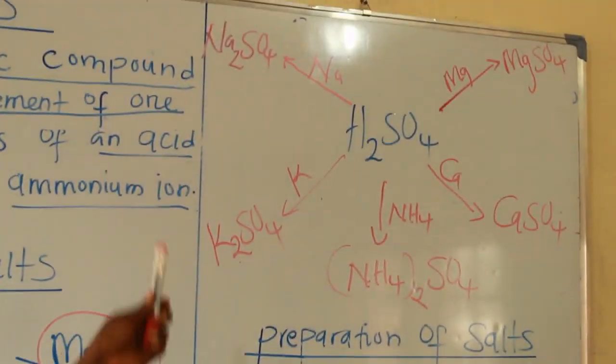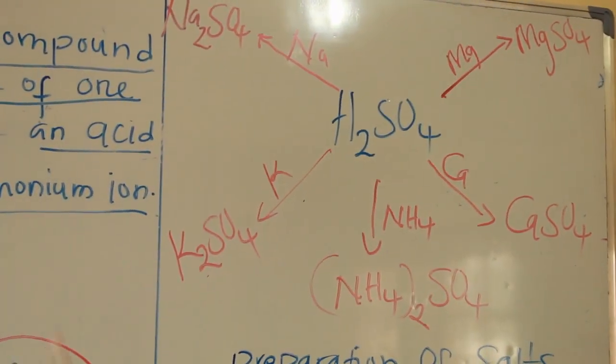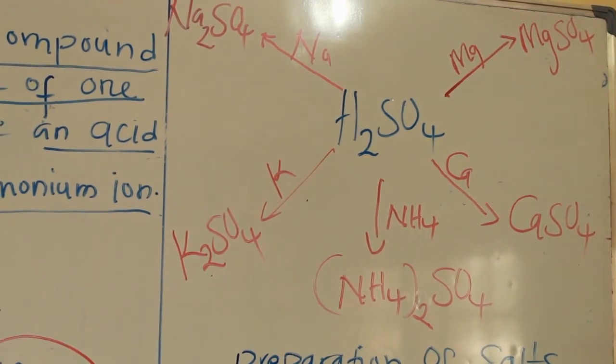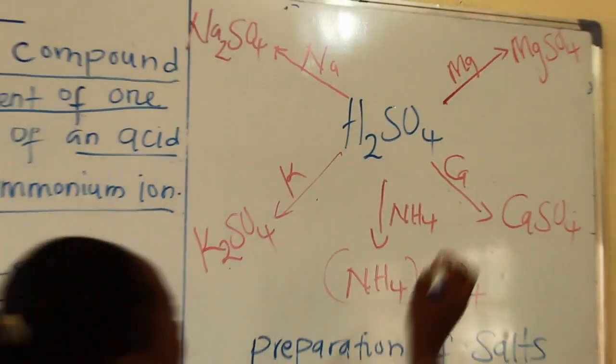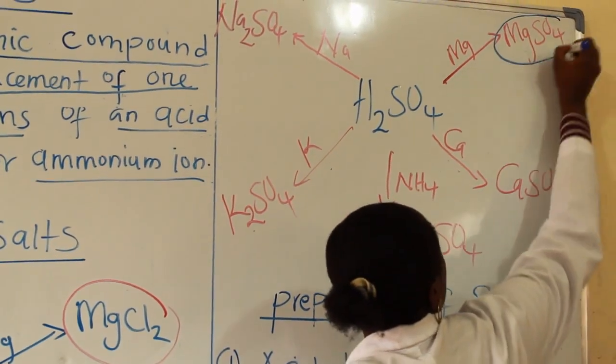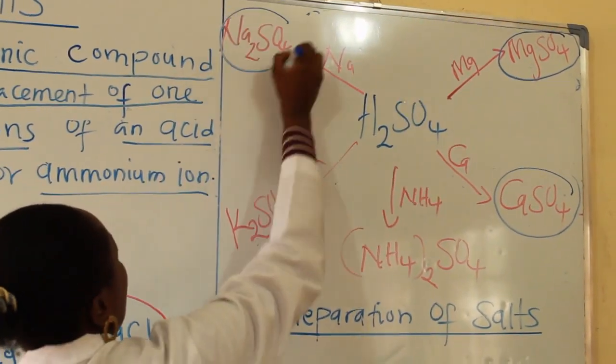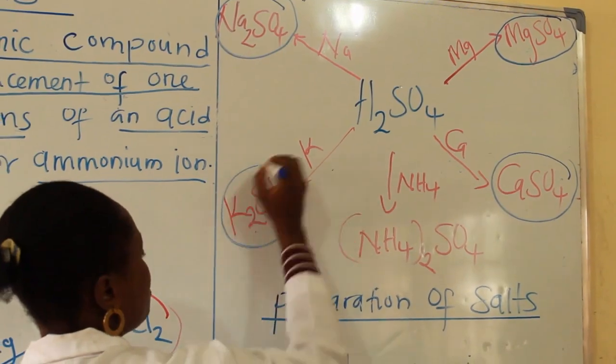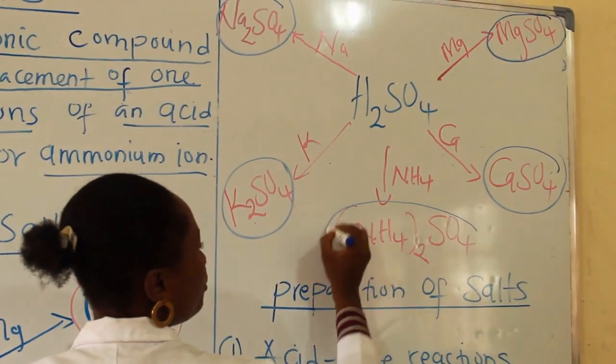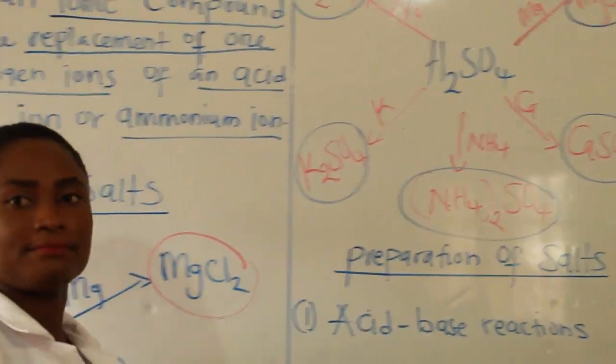So we've been able to form 5 different salts from H2SO4, that's sulfuric acid. What are they? Magnesium sulfate, calcium sulfate, sodium sulfate, potassium sulfate, and ammonium sulfate.